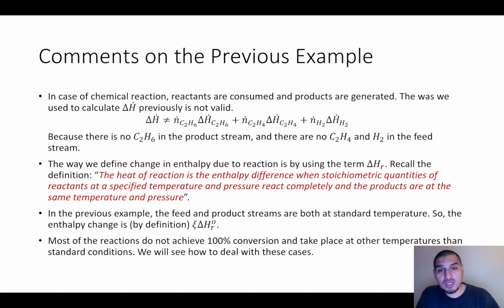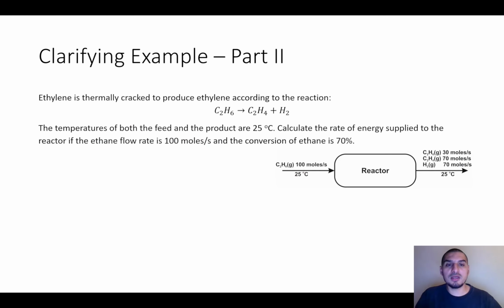So what we will do in the coming slides is take this example and make it more realistic. We will take it one by one. So for this example here, it's the same example with one difference: the conversion of ethane is 70%. So we have here 100 moles of ethane.